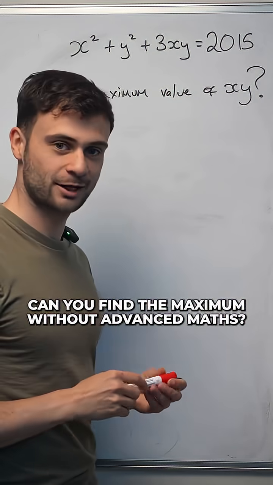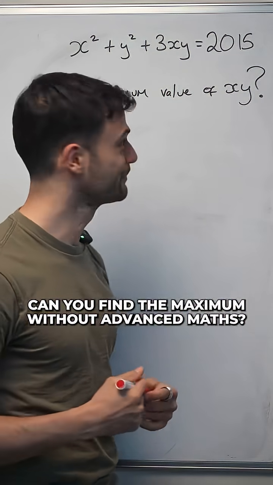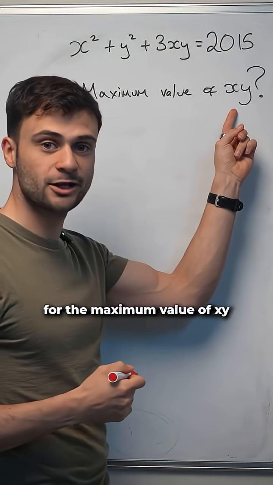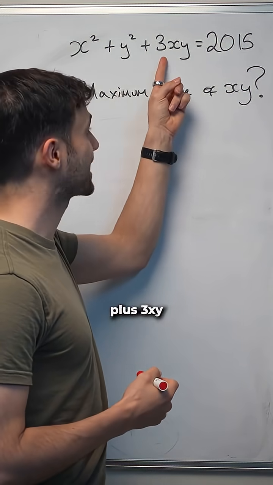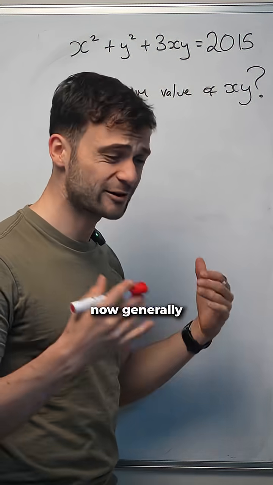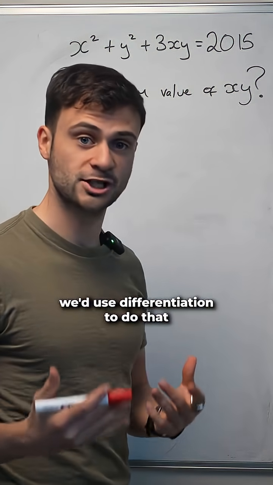Can you solve this Olympiad question that, surprise, surprise, came out in a 2015 Olympiad paper? So we're looking for the maximum value of xy when we know that x squared plus y squared plus 3xy is equal to 2015. Now, generally, when we're looking for maximum values, if you know some more advanced maths, we'll use differentiation to do that.